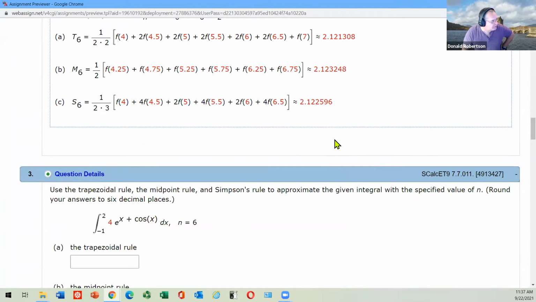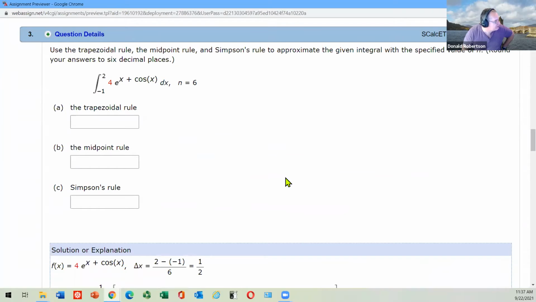And there's all the working for it. You don't get the working, by the way. My version does that. Here's an ugly, ugly looking function. 6 strips, trapezium, midpoint, Simpson's rule. Wouldn't that be pretty much identical to the one I've just done? Right?